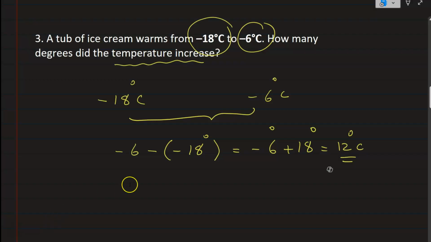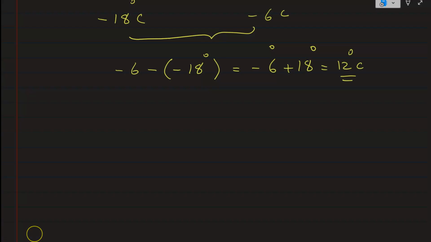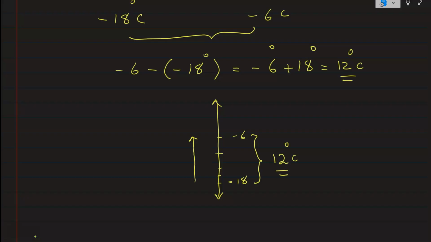Now, is that the only way to do this problem? No, it's not. Let's use a thermometer setup where we have, here we go, and you went up to minus 6, right? So from minus 18, how many units did you go up? You just have to count. So minus 17, minus 16, and you keep going up until you get negative 6. You notice that the difference between the two, you're going up by 12 degrees. And that's the same as that one. Either one, it's a logic problem, so you can use whatever you want.